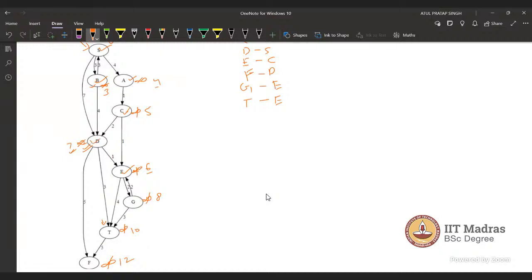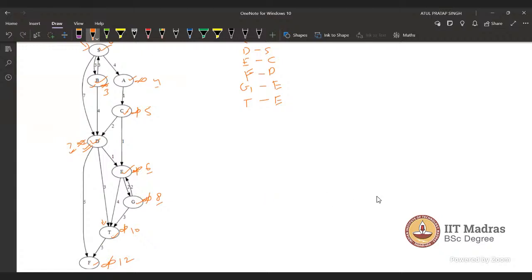We will select the next smallest. The next smallest is this 8, and from 8 we can move to E back, but in Dijkstra's algorithm we will never visit a visited node again. So we can visit only this T, because T is not visited now. So 8 plus 3 is 11. The previous is 10, so we will not update it. So now there is no change. Now we will select next. Now this is 10. From T to F, 10 plus 5 is 15, but the previous is 12. So there is no update. And after selecting this F, there is no update.